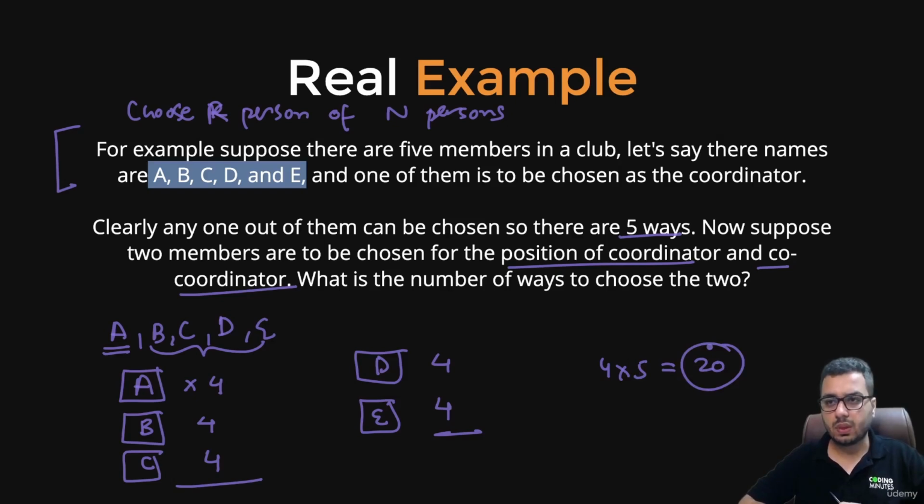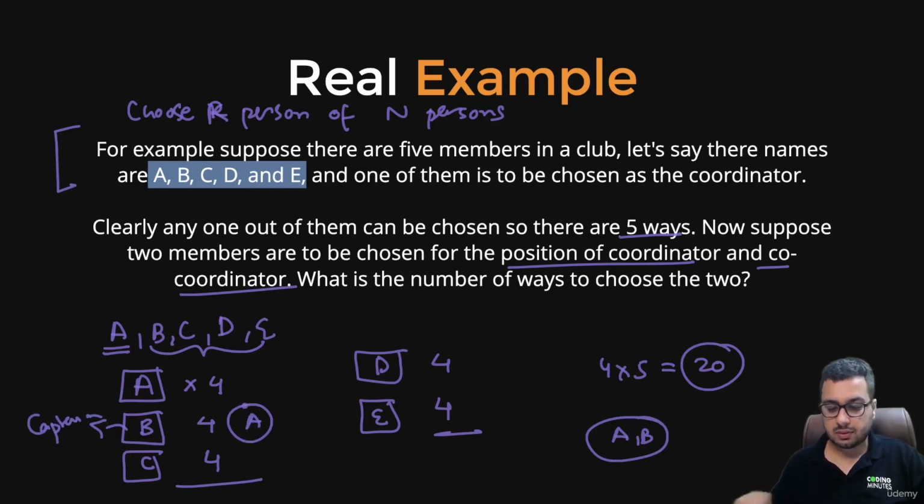So what we are saying is we chose 2. Earlier we had A comma B, choosing these two as one way, but now with B as the captain, A can also become the co-captain. So we are doing two things: we are picking k persons, or r number of persons, but we are also arranging them.